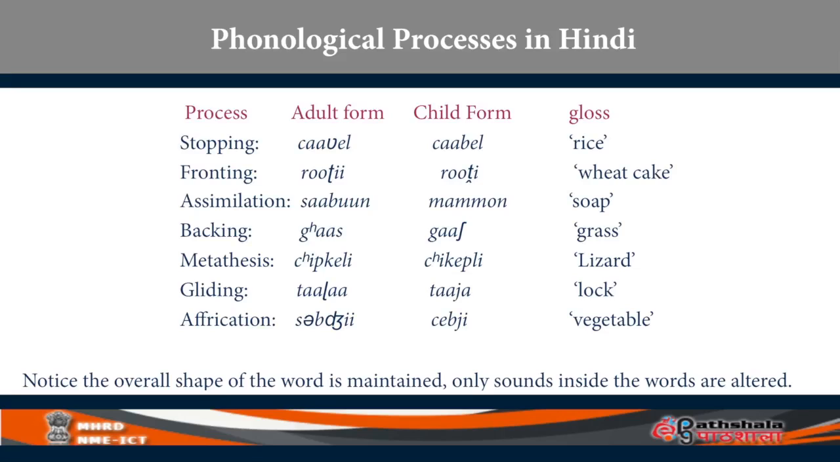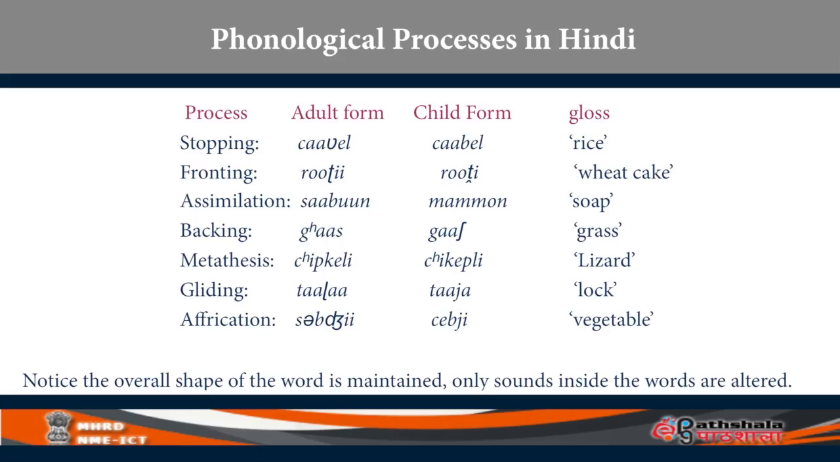Gliding. Tala, lock. The child is saying taya. La, the retroflex lateral, is replaced by the semi-vowel ya, taya, which is simpler. So it's called gliding. Ya is a glide, therefore the phonological process is called gliding.